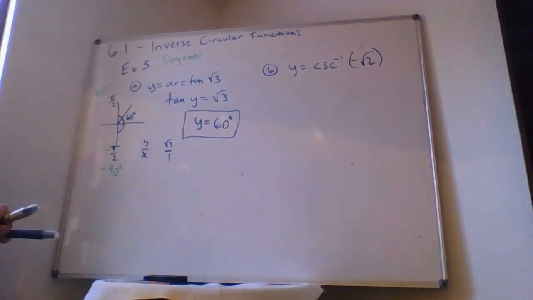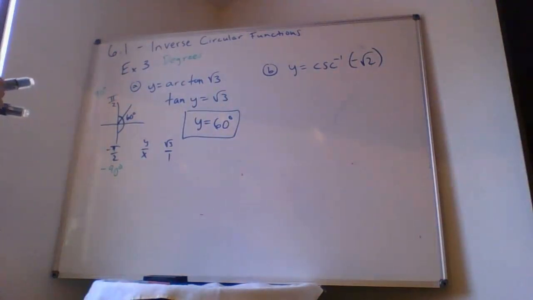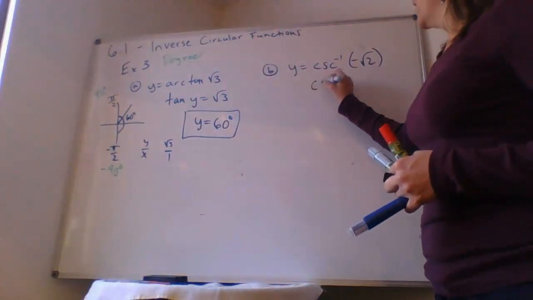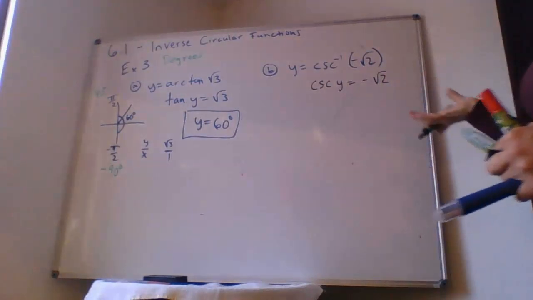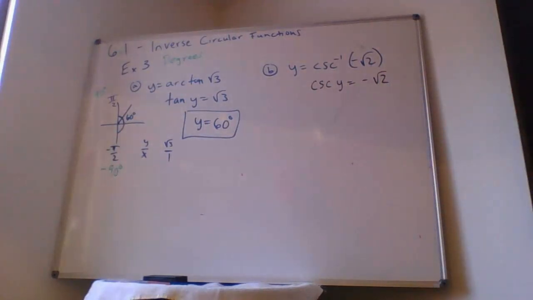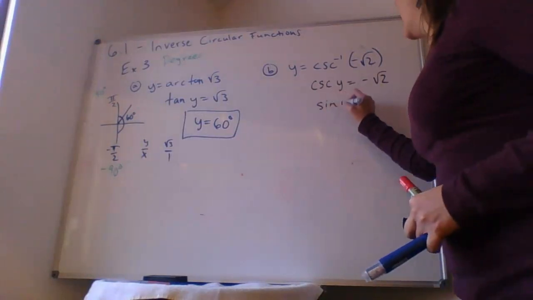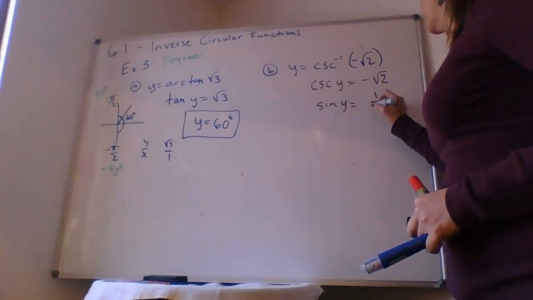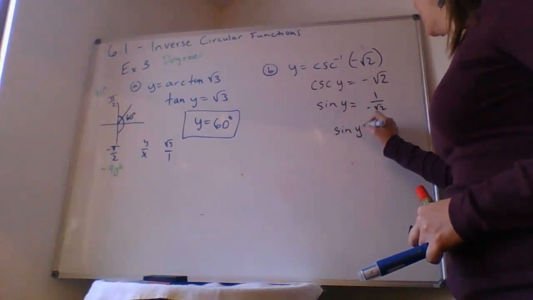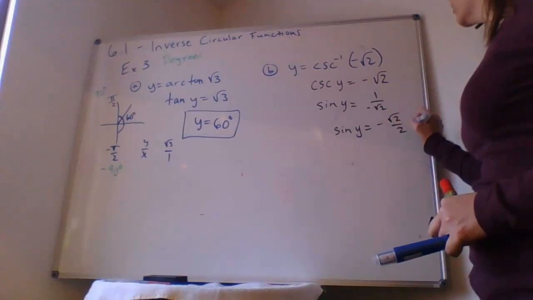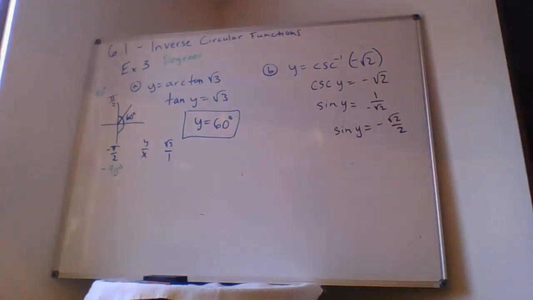B, y equals cosecant inverse of negative rad 2. Converting this, I can write cosecant of y equals negative rad 2. I could work with this, or I can convert this into sine. So sine of y equals 1 over negative rad 2. Rationalizing, I get sine of y equals negative rad 2 over 2. So now that's a sine value for a 45.